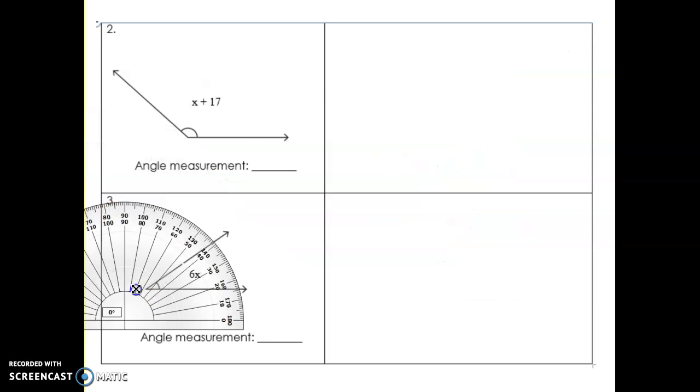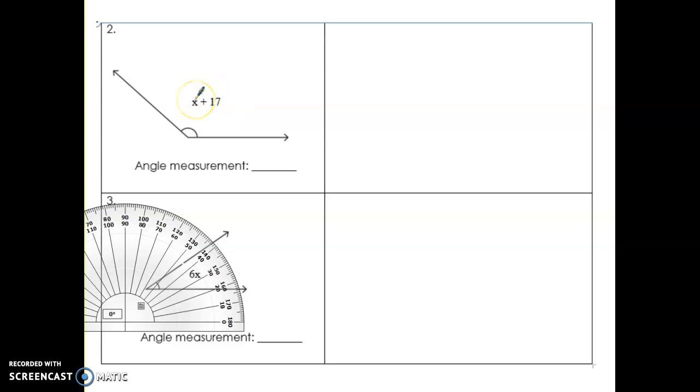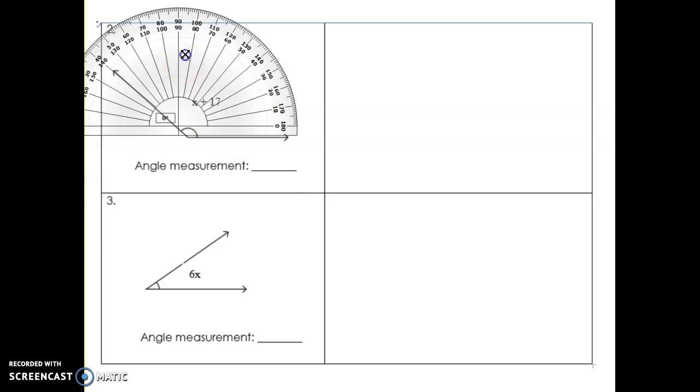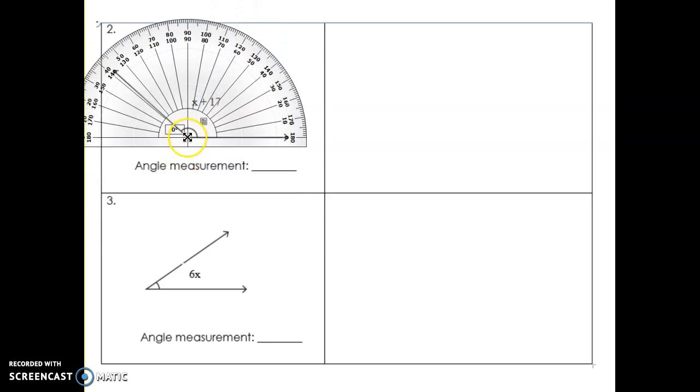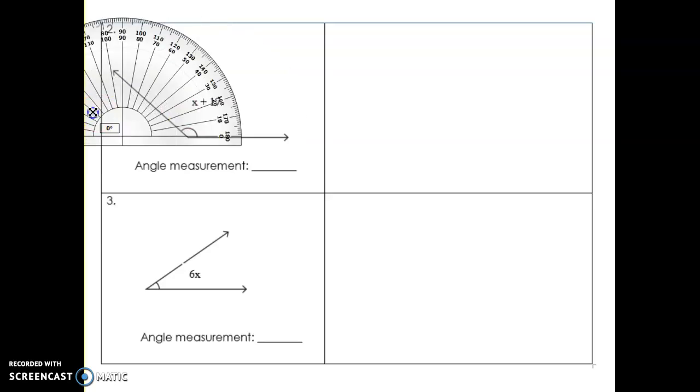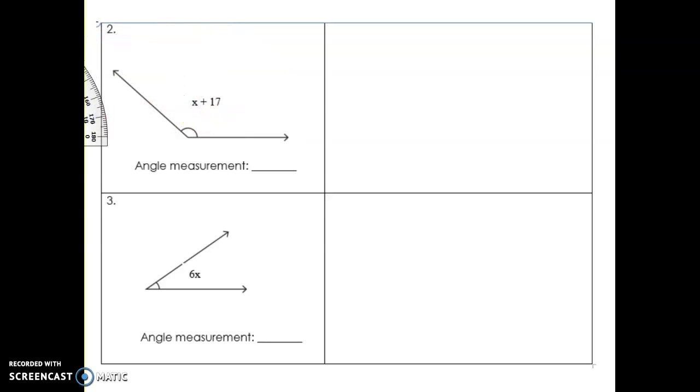Looking at example number 2, we are only given an expression and we're asked to find x. So the other bit of information I need is the actual angle measurement. Lining up my protractor, the vertex right here on this cross of the sun, moving out along the horizon. Again, I'm using the inner track because I start at 0 when I'm counting. Moving our way out, this one's right between 130 and 140. So we're going to choose 137.